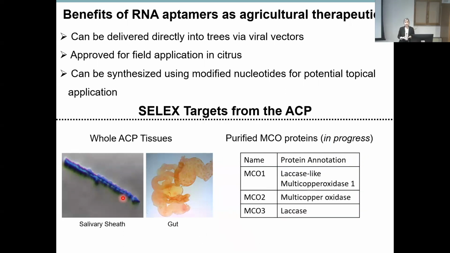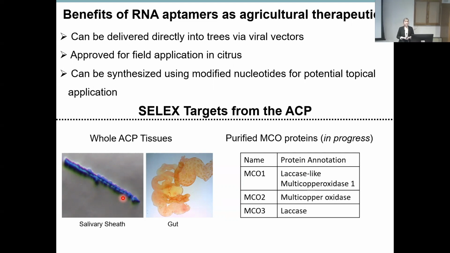So when Michelle and I first met, we talked about the benefits of RNA aptamers as they could be applied to agriculture. And this would be their very first application to agriculture. So what we talked about was that they're RNA molecules, so they can be delivered directly into trees via viral vectors synthesized by a collaboration that we already have in place with Dr. Bill Dawson.